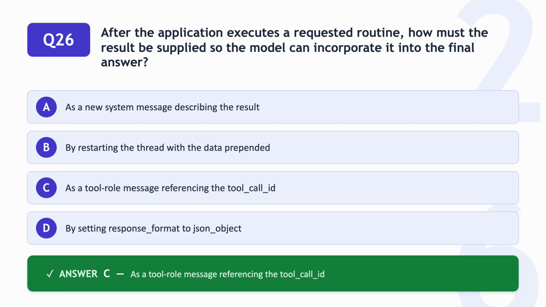Correct answer. C. As a tool role message referencing the tool call ID. Why C is correct. In the function tool calling workflow, the user sends a request. The model decides to call a tool. The application executes the tool function. The application returns the tool result back to the model. The model uses that result to generate the final answer. The tool output is returned as a tool role message associated with the original tool call ID, so the model knows which tool invocation the result belongs to.